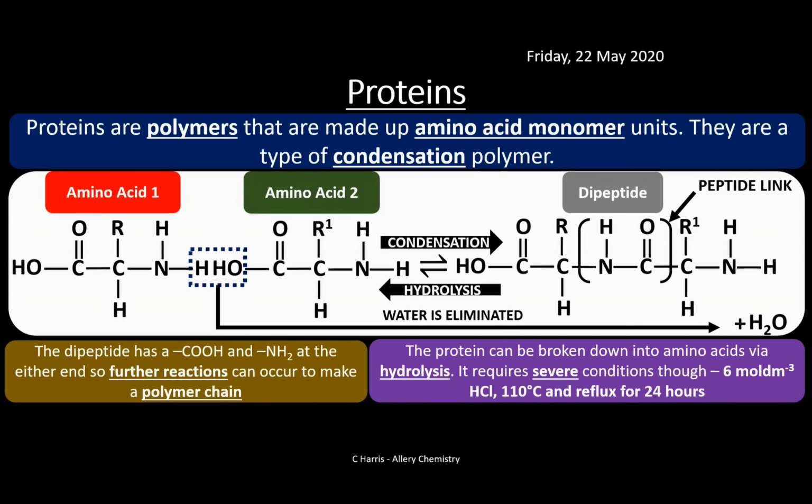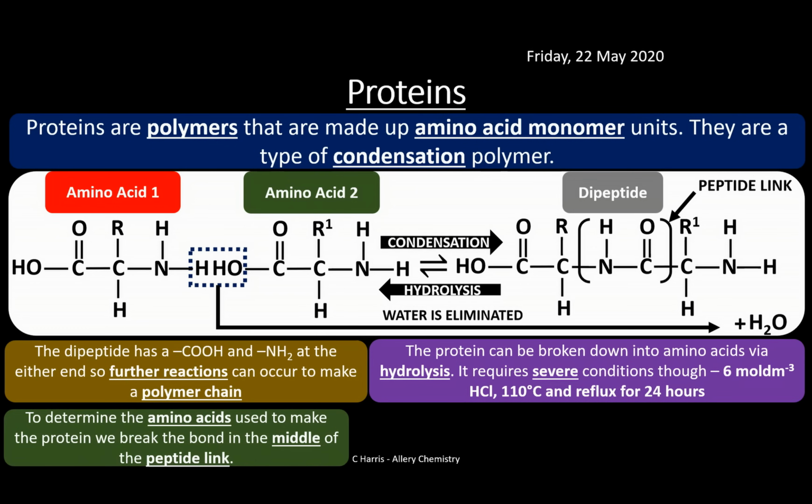So this is hydrolysis, remember, but it requires really severe conditions. Okay, so we need 6 mol per dm cubed of hydrochloric acid, which is pretty strong stuff. You want to be really careful with that. 6 molar hydrochloric acid, 110 degrees Celsius, and we need to reflux it for 48 hours. So it takes a lot of severe conditions to break down proteins or protein structures. So they're quite robust polymers.